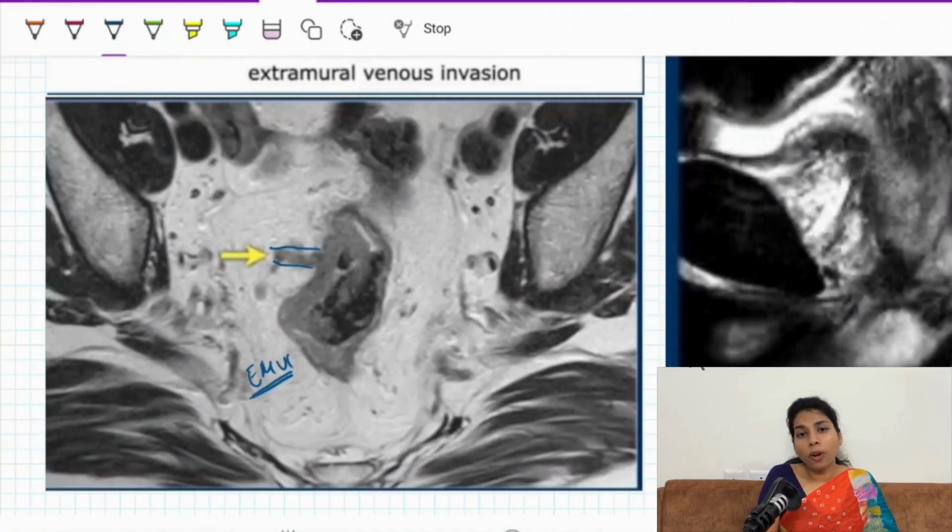Why is it important to mention this, guys? There should be some importance, right, when it's given. The importance is that when you're doing a surgery, if you've left this vessel behind or not resected this part of the tumor, it's going to come with a recurrence and metastasis. So it is very important you mention in your reports that there is an EMVI along with the carcinoma rectum.